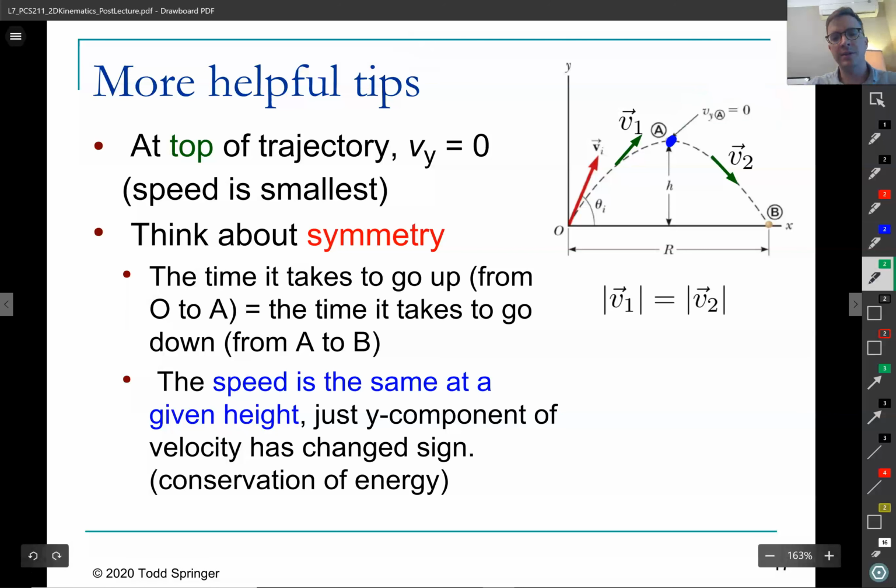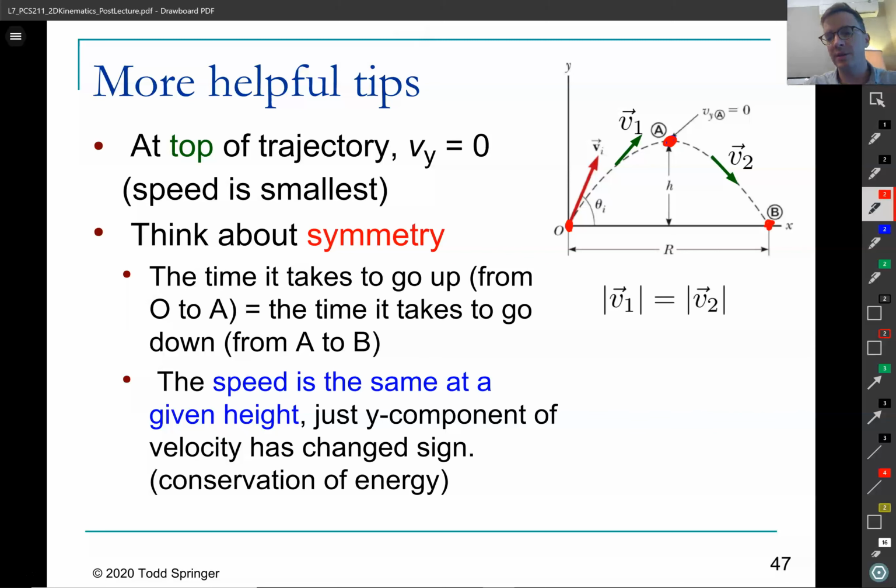The other thing that's nice to know is that the trajectory is symmetric. In other words, if I find the time that it takes to go all the way up to the top of the trajectory, that's going to be equal to the time it takes to go down. Okay? So the time up is equal to the time down.